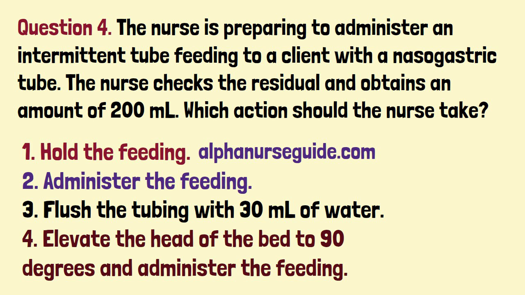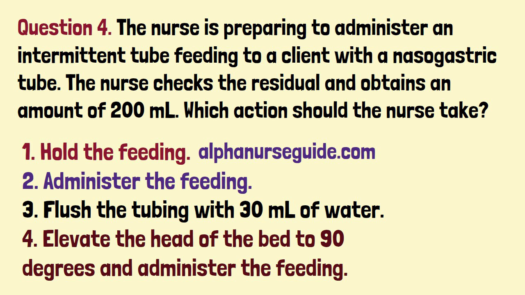Question 4. The nurse is preparing to administer an intermittent tube feeding to a client with a nasogastric tube. The nurse checks the residual and obtains an amount of 200 milliliters. Which action should the nurse take? 1. Hold the feeding. 2. Administer the feeding. 3. Flush the tubing with 30 milliliters of water. 4. Elevate the head of the bed to 90 degrees and administer the feeding.